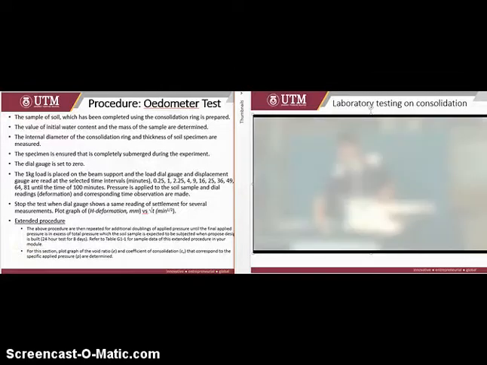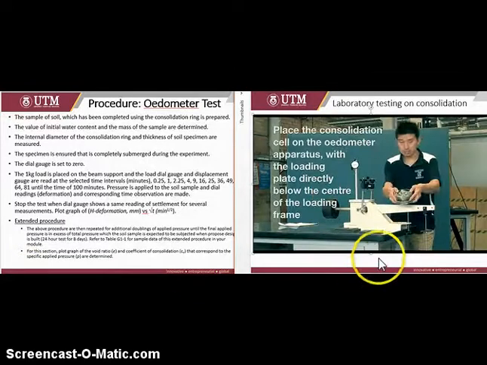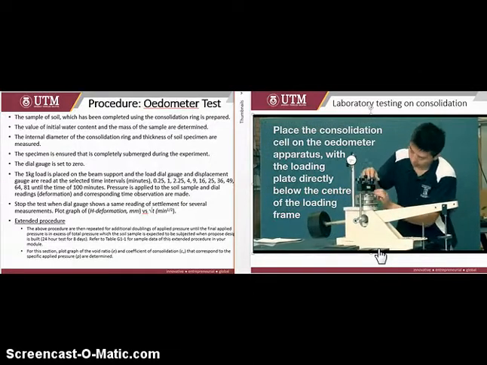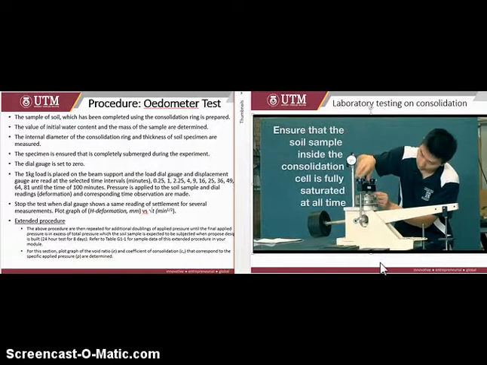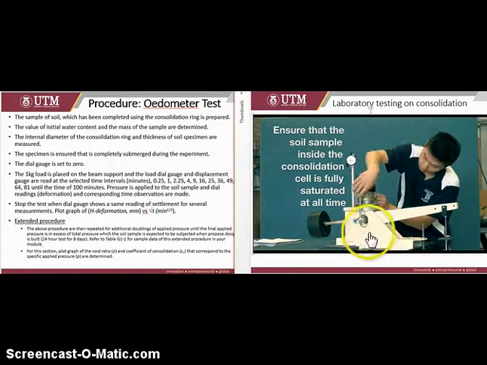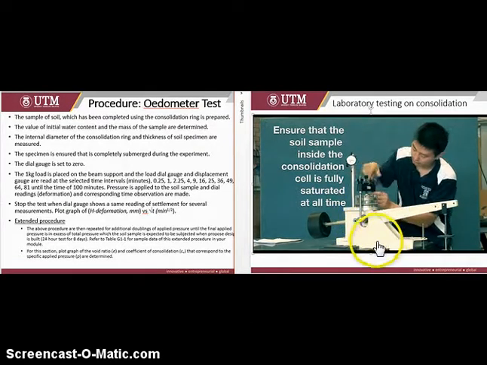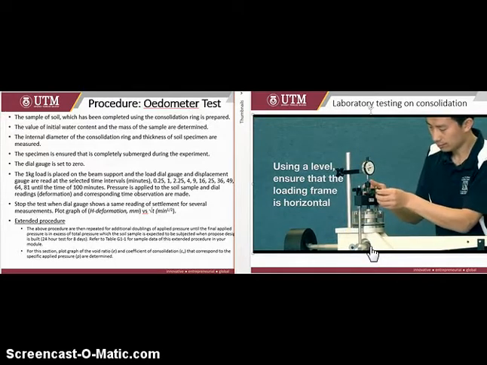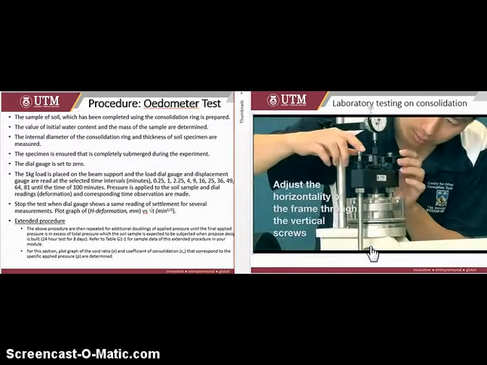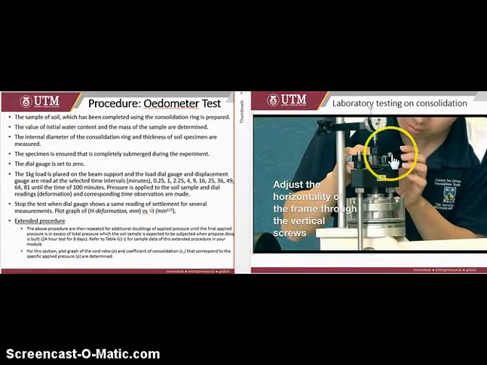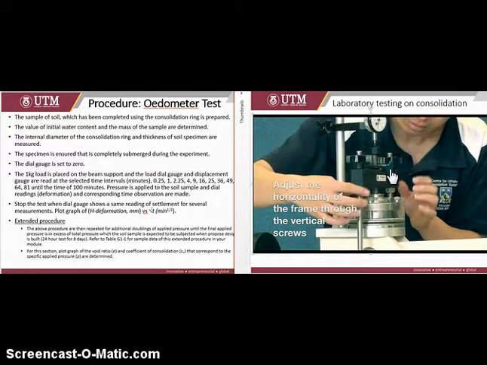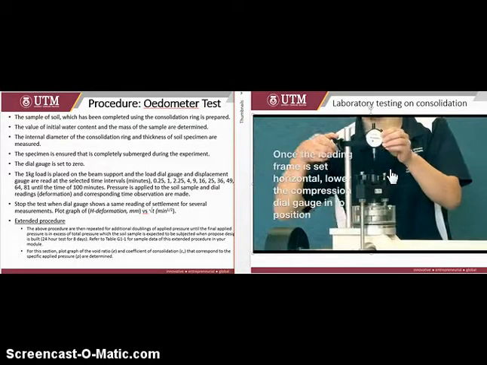Okay, for next, we need to assemble the loading frame together with the consolidation cell. This tool is similar to what we have in our laboratory. Make sure we level the loading frame correctly, horizontally. This is to measure to ensure the level of the horizontal is correct.